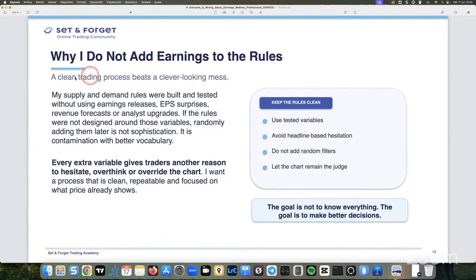So why do I not add earnings to the rules? I said that already. A clean trading process beats a clever looking mess. So I have built the supply and demand rules without using any releases or EPS prices or revenue forecasts. I don't even know how to do that. Analysts upgrade. So some analysts decide to upgrade this stock to whatever level. Why should I know that? Why does it matter? Is everybody waiting for that to happen?